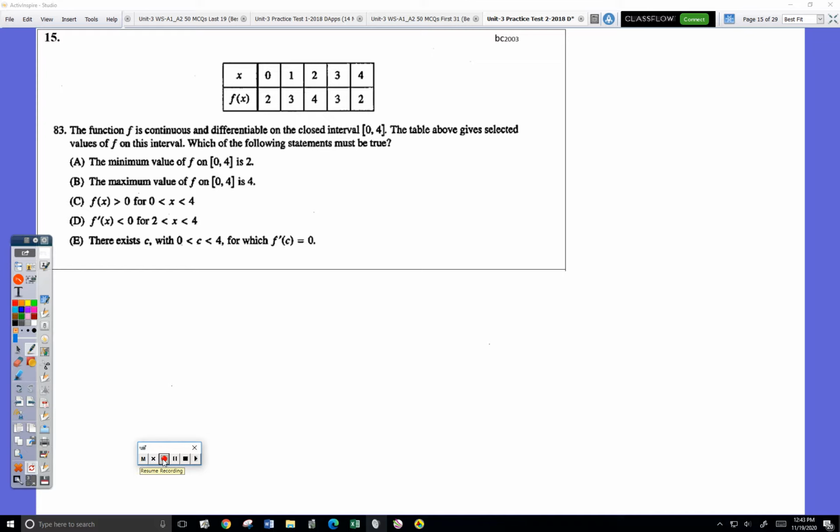So they give us a function called f. That's just a table. There is a very specific reason why you cannot say that the minimum value of f on that interval 0 to 4 is 2.